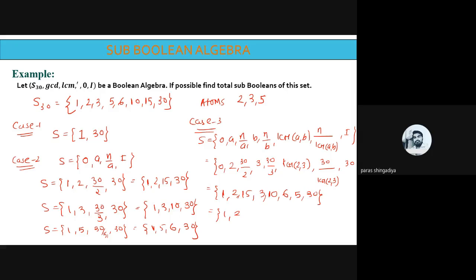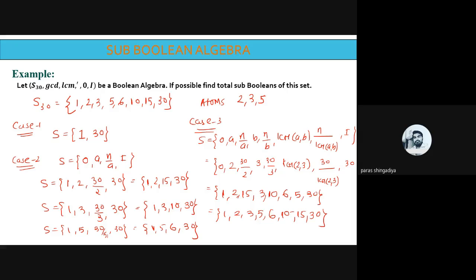So now rearrange as per the order: 1, 2, 3, 5, 6, 10, 15 and 30. Clear? So this way we can check the sub-Boolean algebra for the given set.